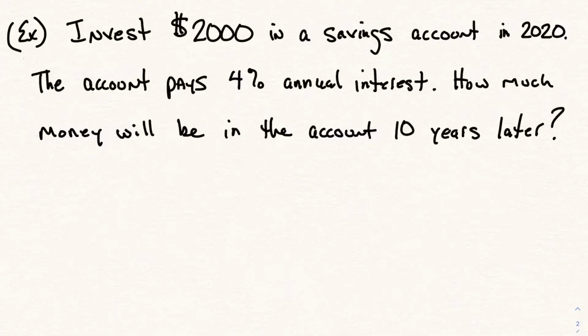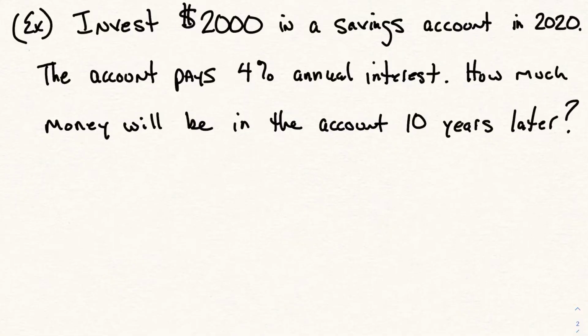So let's look at a money example. This is pretty common. Invest $2,000 in a savings account last year, 2020. The account pays 4% annual interest. How much money will be in the account 10 years later? Now, the concept behind this is that every year you're getting 4% added back on to your initial amount. So that concept is that each year you add a little bit more on than what you added the previous year. That change in percentage each time is what makes it exponential.